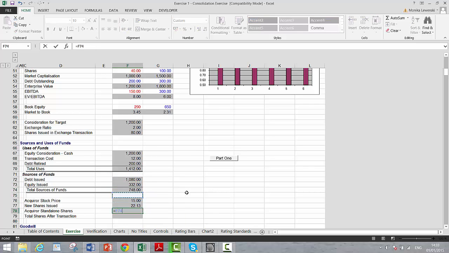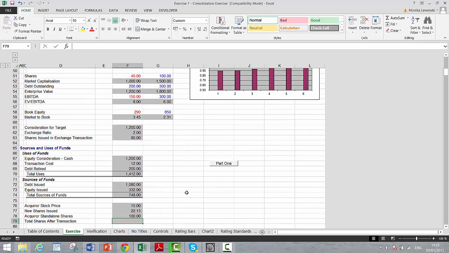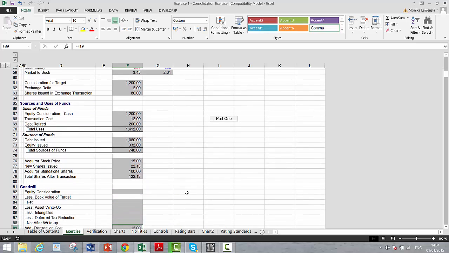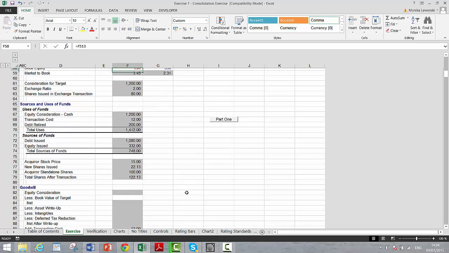And then we go to the acquired shares. Where are the acquired shares? Okay, and we say, well, the total shares after we're all finished, for our new company, increased to 122. Now, here is one of the crucial things.